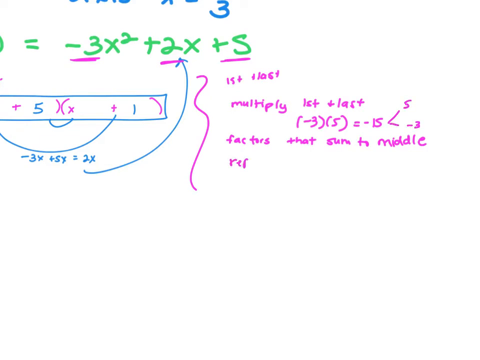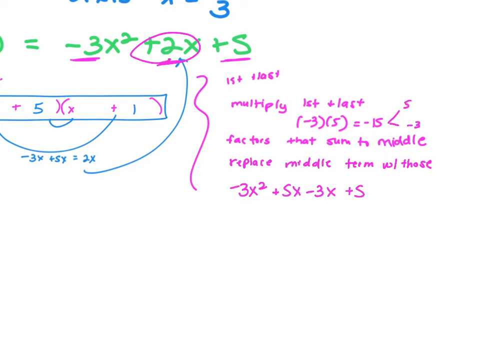Then I replace the middle term with those. But don't they? Yeah, because even though 5 and negative, your answer's going to end up being 3 and negative. I'm not ready yet. I haven't gotten to the point where I can solve it yet. Right now I just replace. So negative 3x squared plus 5x minus 3x plus 5. So I've just taken 2 and replaced it with the sum or difference of two numbers that when I combine them back together I get 2x.